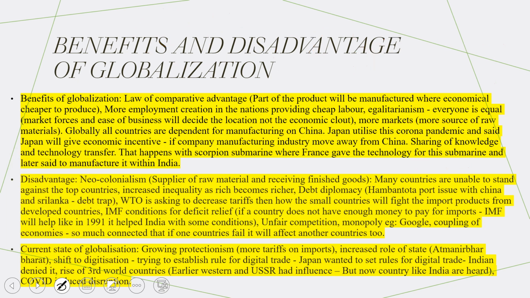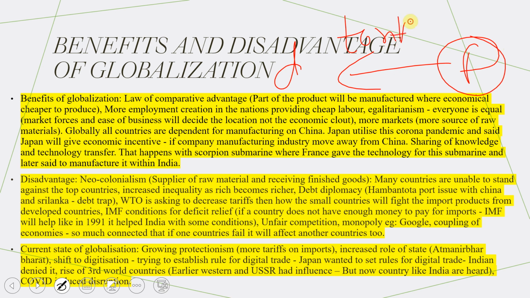Because if small countries decrease the tariff on imports, then their domestically manufactured products will not be able to compete with foreign products. To compete with foreign products, countries impose tariffs so that foreign prices are not competitive with their domestic products, and ultimately their industries can also be revived. It should not always be like that, that a country should only receive a finished product.